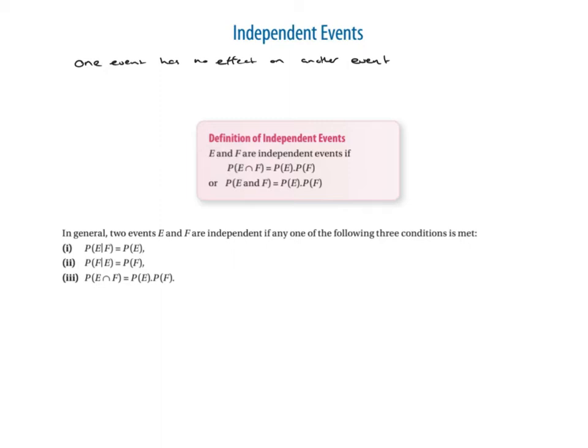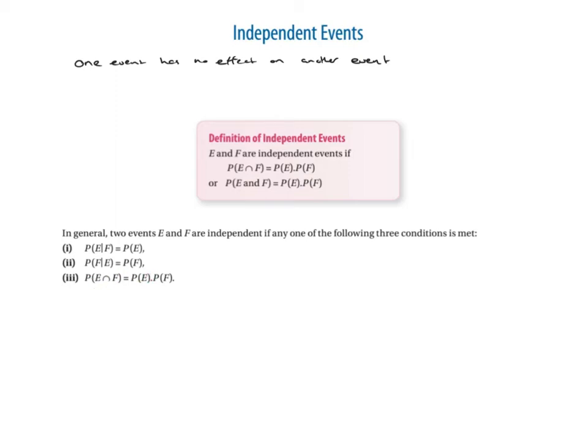And the definition of an independent event here is that the probability of E intersection F is equal to the probability of E multiplied by the probability of F. And in general, if two events E and F are independent, we can prove it by showing this. Either the probability of E, given that F has already occurred, is equal to the probability of E. The other way around, the probability of F, given that E has already occurred, is the probability of F. Or the probability of E intersection F is equal to the probability of E multiplied by the probability of F, which is this one here, and this is the one that we generally use.